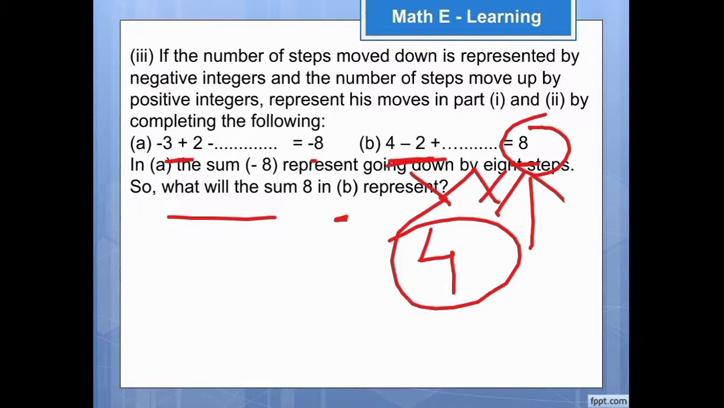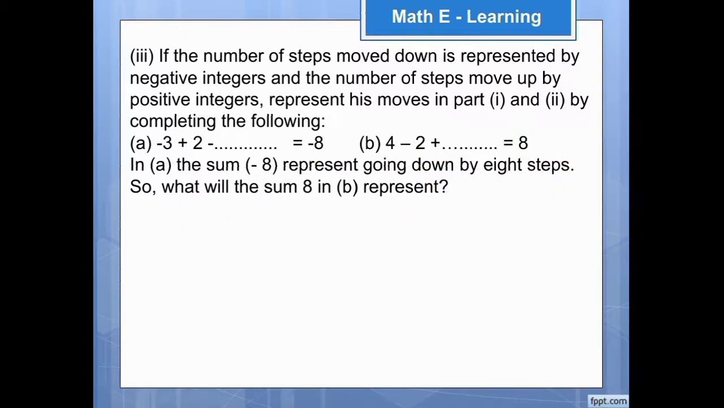So we can say that we have to go up by 4 steps. Why going up? Because here our answer is positive 8. Here the answer was minus 8, that's why we call it going down. But here our answer is positive, so we can say that it is going up. So we can represent the answer like this.